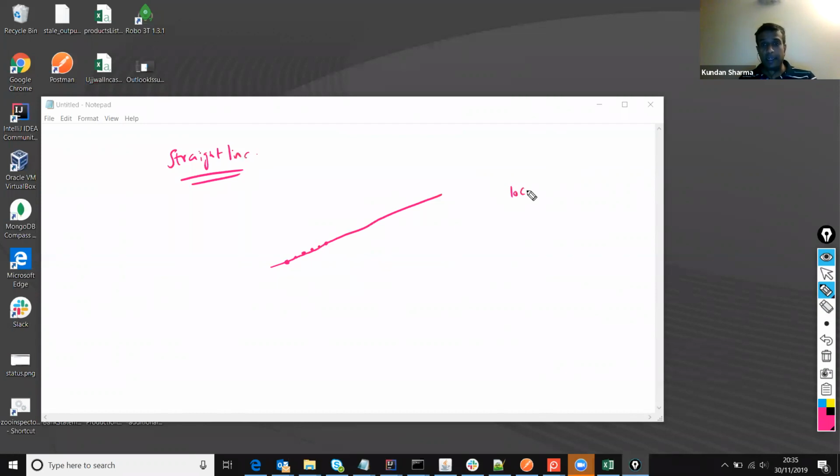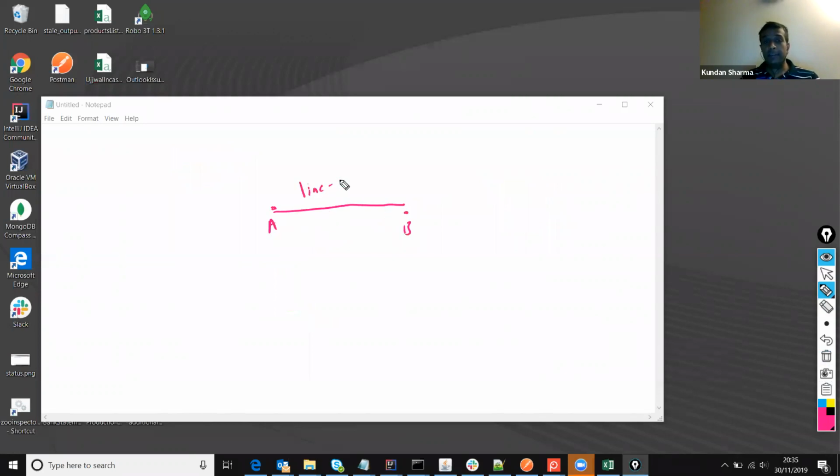Locus is singular, and the plural is loci, right? So a straight line is a path traced by multiple points. It extends in both the directions, right? So the difference between line and line segment is, what is a line segment? A line segment is basically a portion of a line. If you connect two dots A and B, then we call it a line segment. It has a fixed length.